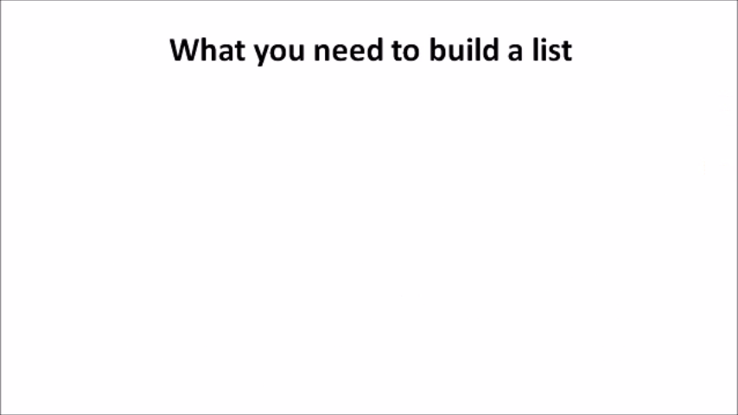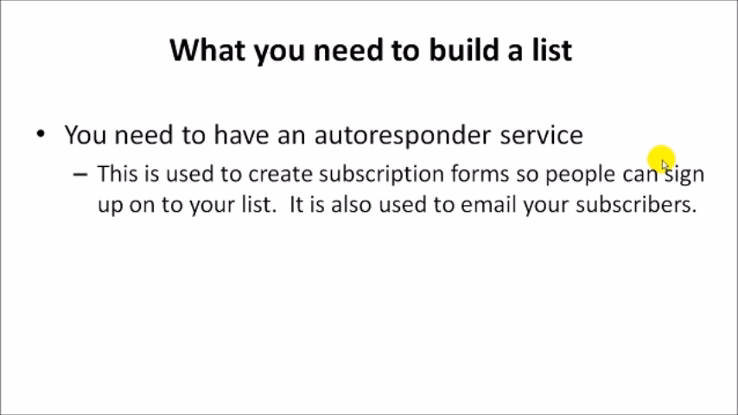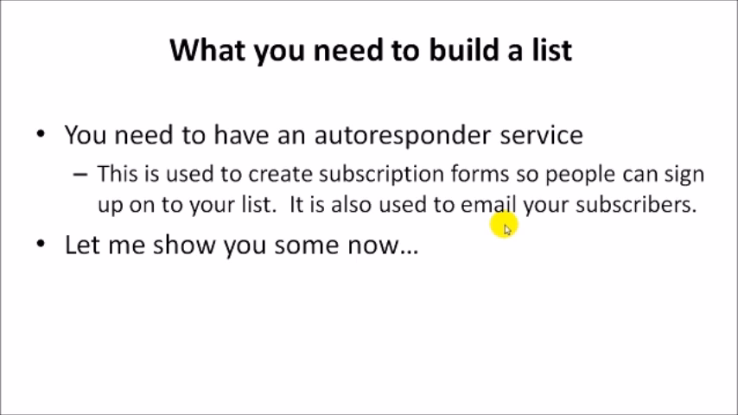Now let me talk about what you need to build a list. Obviously, you need to have an autoresponder service. This type of service is used to create subscription forms, so you can put these subscription forms on your WordPress site so that people can sign up onto your list. And it also can be used to email your subscribers. There are many different ways of using an autoresponder service, and I'll give you a quick run-through next. So let me go ahead and show you some autoresponder services and give you a quick run-through so you know what to expect.